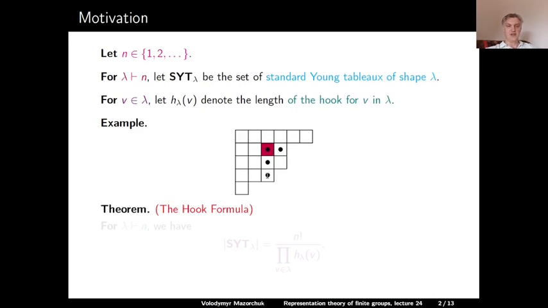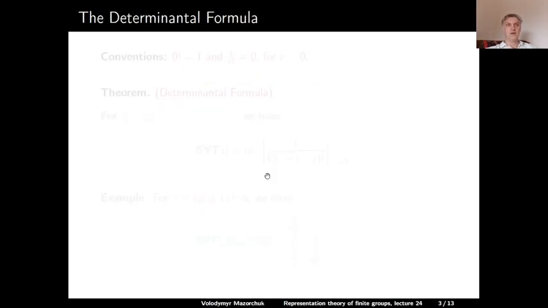During the previous lecture, we saw the following hook formula: for any partition lambda of n, the cardinality of the set of standard Young tableaus of shape lambda equals n factorial divided by the product over all boxes V in lambda, and the factor corresponding to this box V is exactly the length of the hook for V in lambda. Today, we will give another formula to compute the same cardinality.